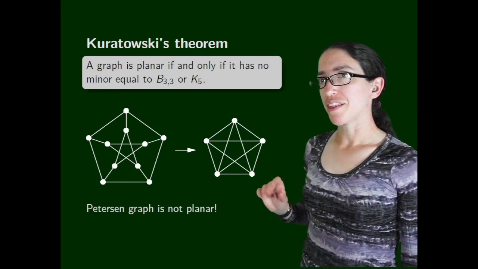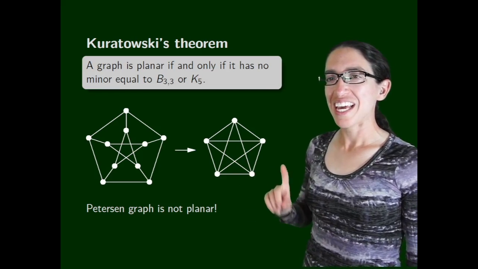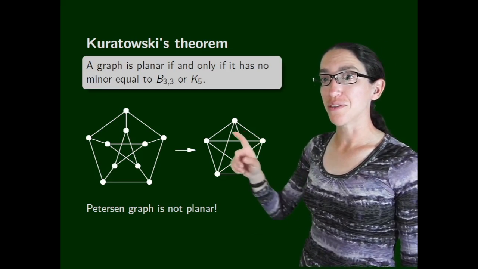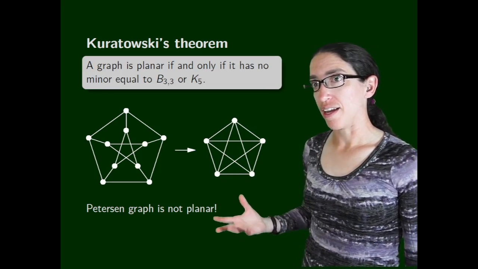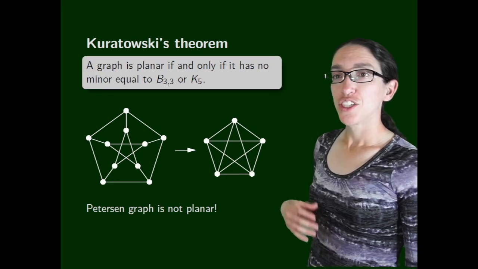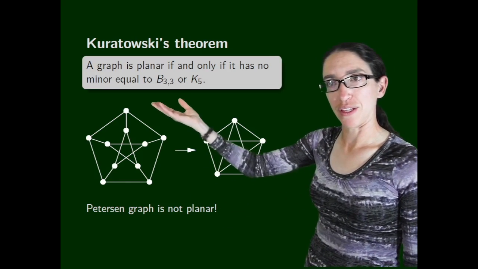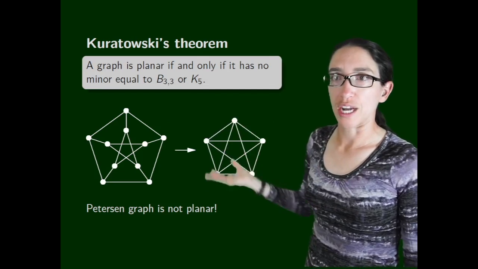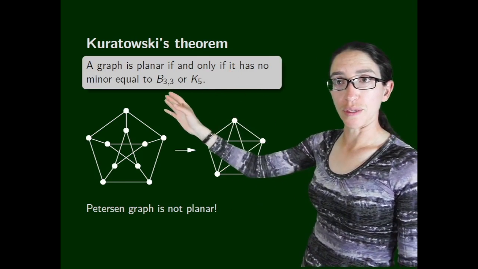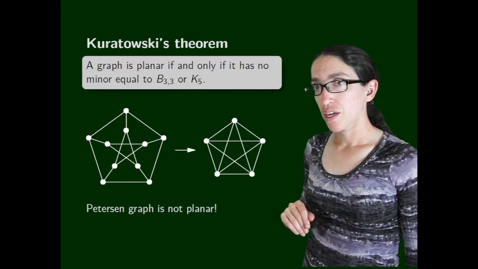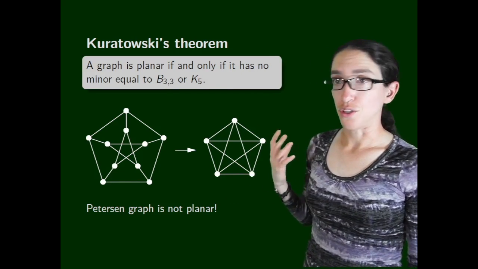And so here's the big theorem. Kuratowski's theorem says that a graph is planar if and only if it has no minor equal to B33 or K5. So this is very powerful because we've just said that every minor of a planar graph is planar. So then that means that if the graph has a minor that you know is not planar, like B33 or K5, then the whole graph isn't planar. So certainly one direction of this if and only if is clear because we showed that B33 and K5 are not planar. So if you have a B33 or K5 minor, then you're not planar.